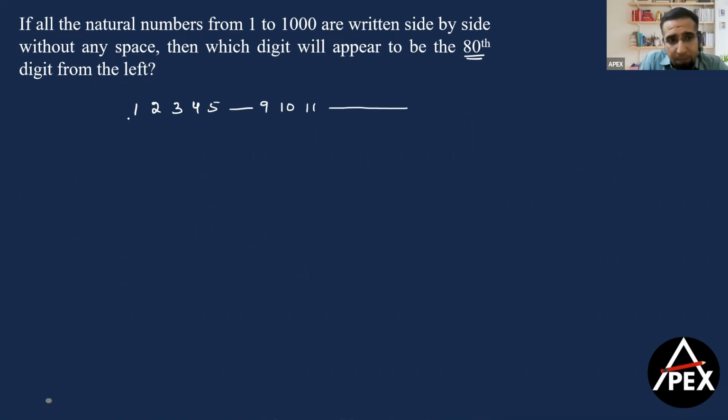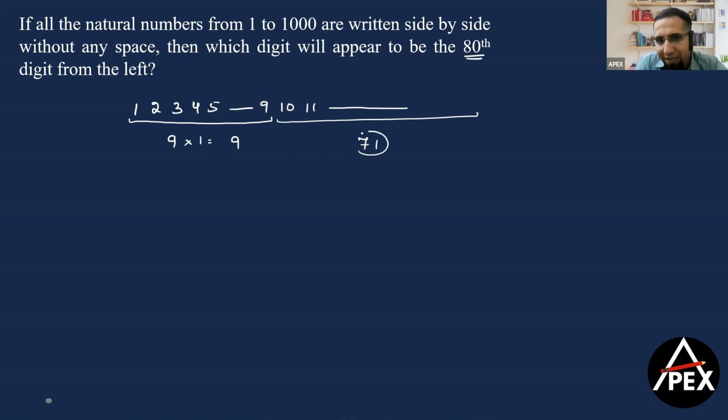Again, let's try to calculate. How many digits are these? These are 9 numbers. Each number is a single digit number. So these are 9 digits. Right. Now I want the 80th digit. So after writing 9, how many more digits do I want? I want the 71st digit to be my answer. Now each number is a two-digit number. Now try to understand this way, guys. How many two-digit numbers? Two-digit numbers start from 10. I do not know my last number, okay? How many two-digit numbers? Now each number is a two-digit number.